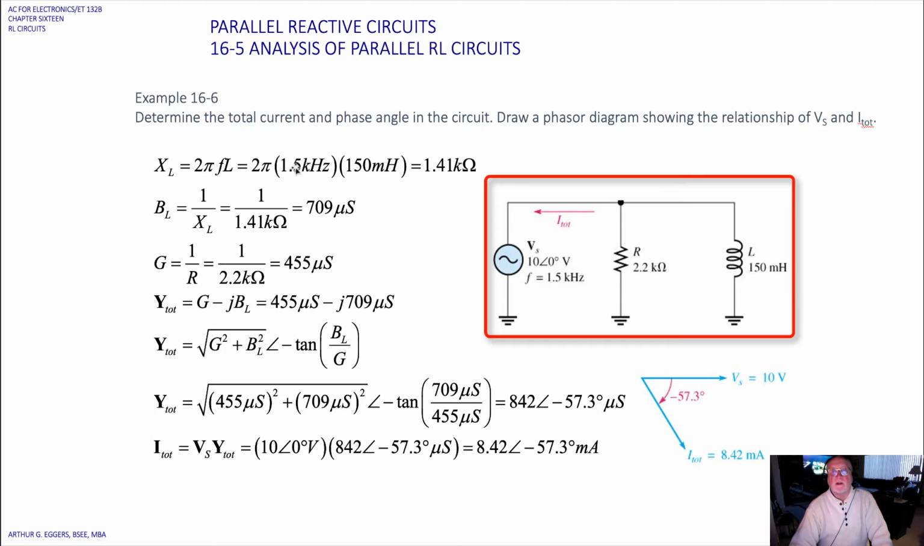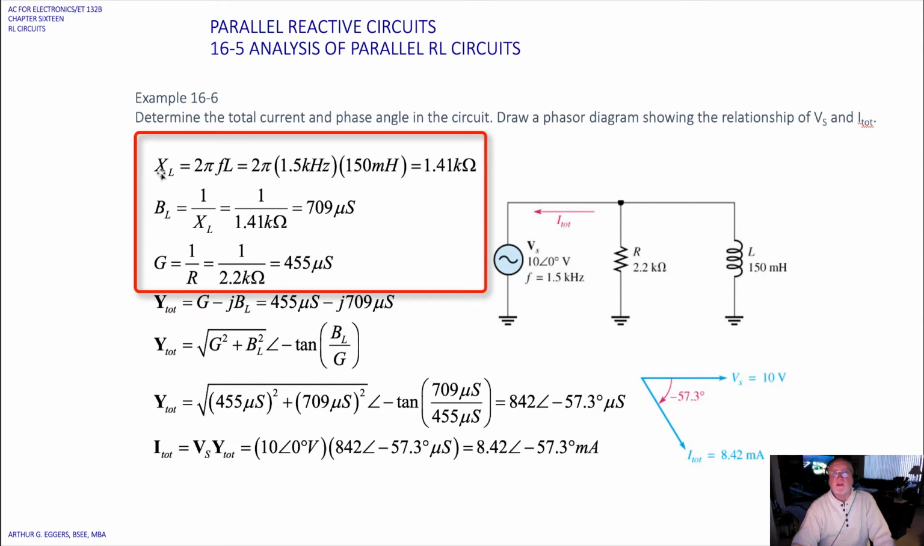Okay, so let's take a look at another example here. We're supposed to determine the total current and the phase angle in this circuit. In this case, again, we're given the inductor in henries, the resistor 2.2 k ohms, and they want us to draw a phasor diagram showing the relationship of the source voltage and the total current.